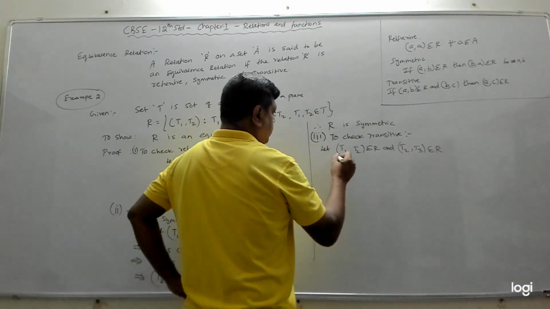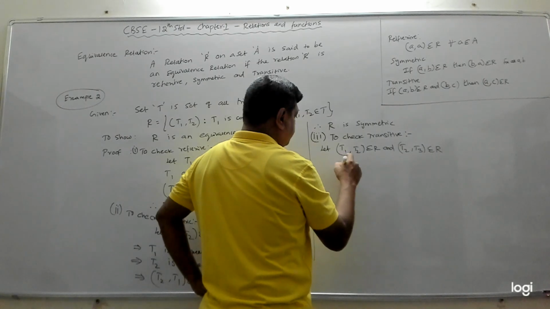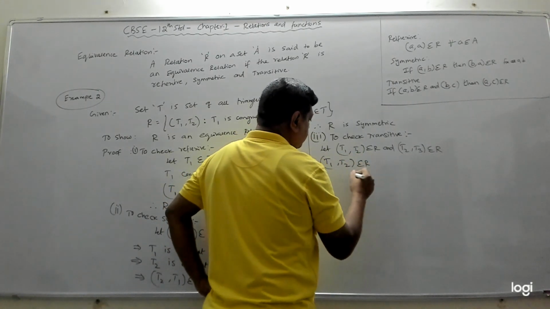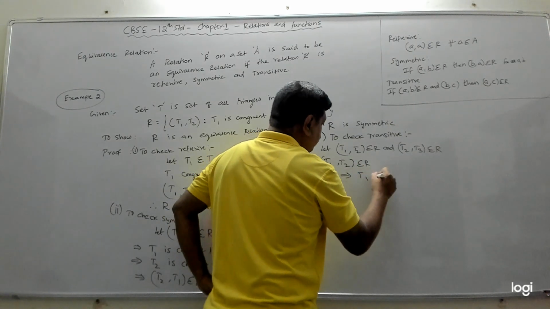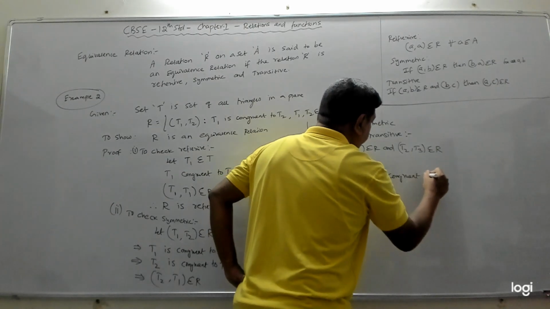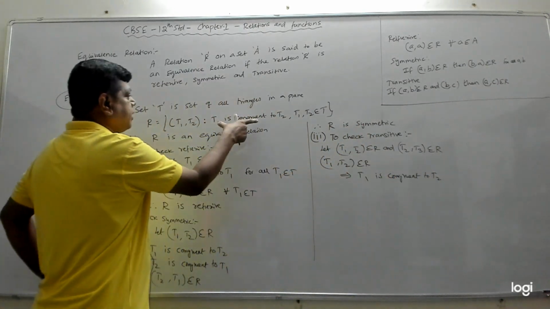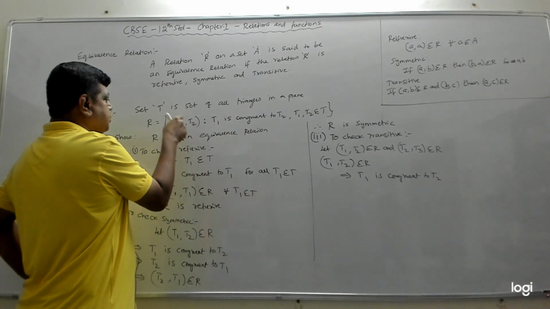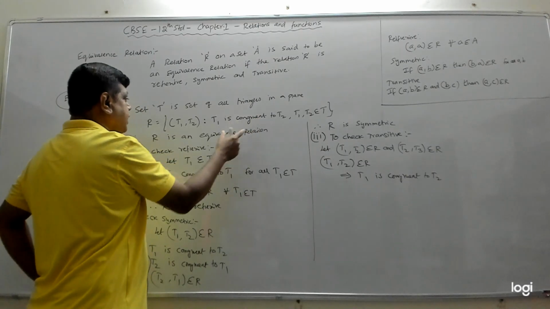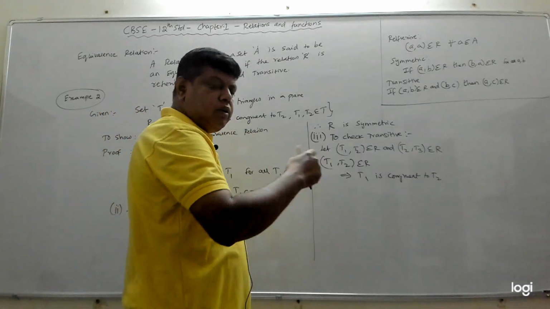Now, for that we will say (T1, T2) belongs to R. When (T1, T2) belongs to R, this implies T1 is congruent to T2. Whenever (T1, T2) belongs to R, it means T1 is congruent to T2. I can write this definition. If this element is present in R, I can write this definition, and if this definition is true, I can say (T1, T2) belongs to R. It works in either case, if and only if.